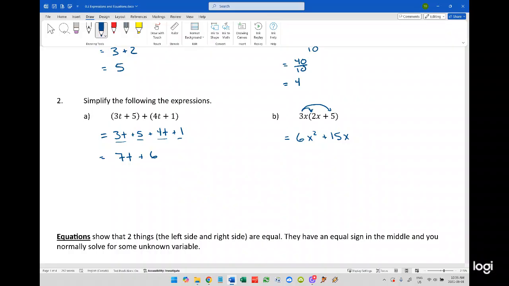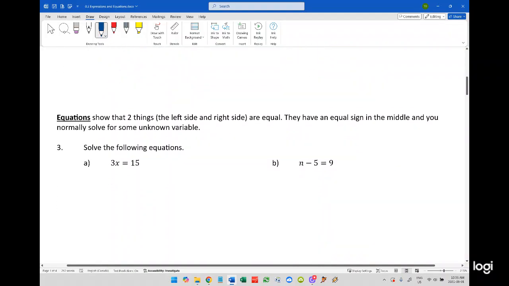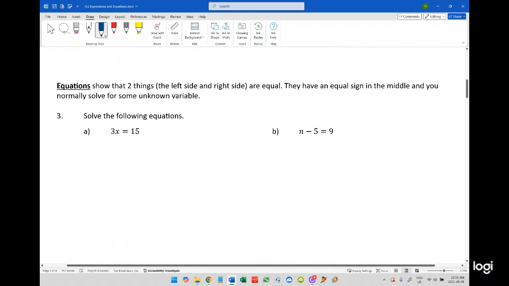Equations. This is where we have something on the left side of an equal sign, something on the right side of an equal sign, and we are trying to figure out what the variable is if possible. So in this case, I know that 3x is equal to 15. Now, without any real mathematical ability, I think my brain knows what x is. I'm pretty sure it's 5.